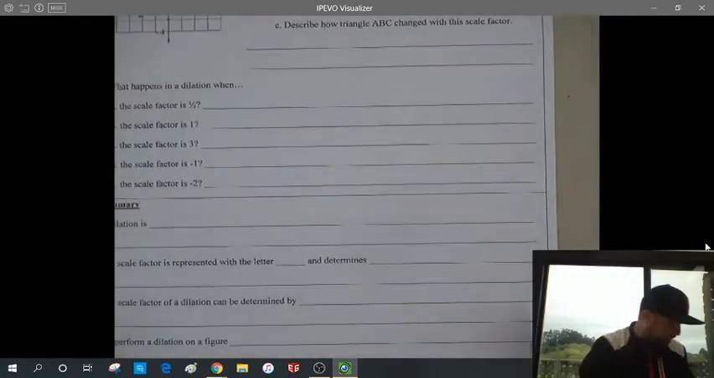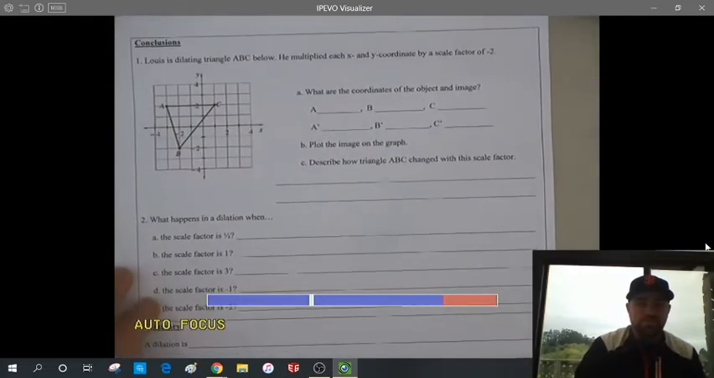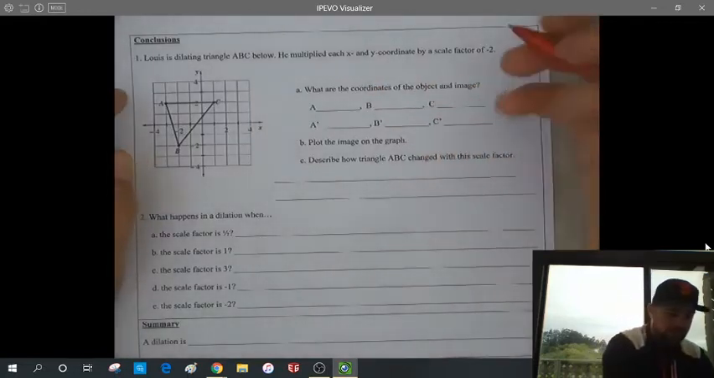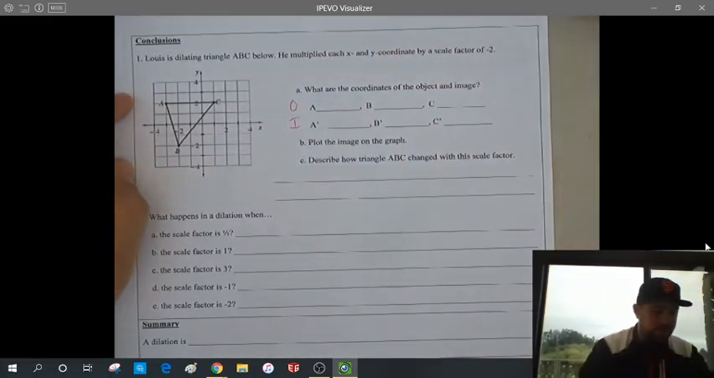Okay. In the conclusions now. We have Luis is dilating a triangle ABC below. He multiplied each x and y coordinate by a scale factor of -2. So what are the coordinates of the object and image? So we'll do object here on the top because that's our non-primes. Image is down here on the bottom.